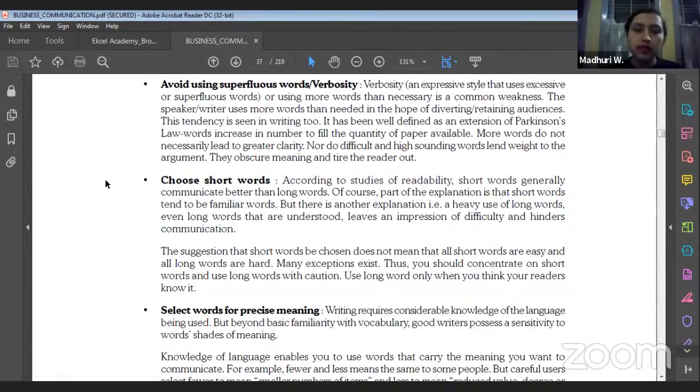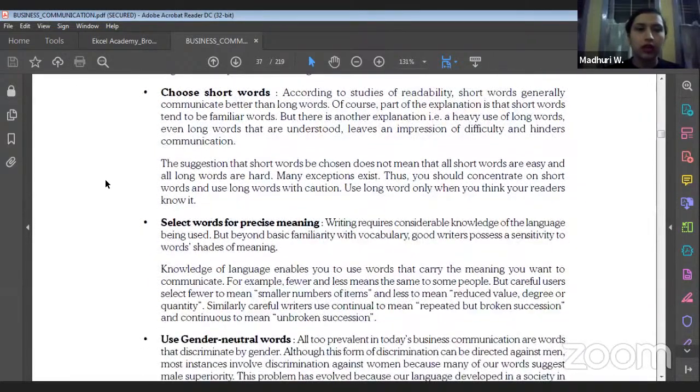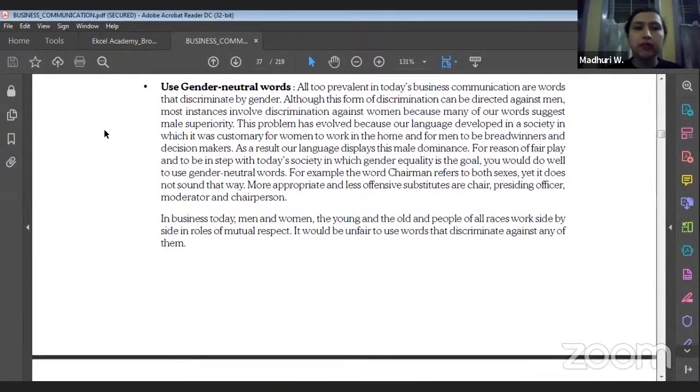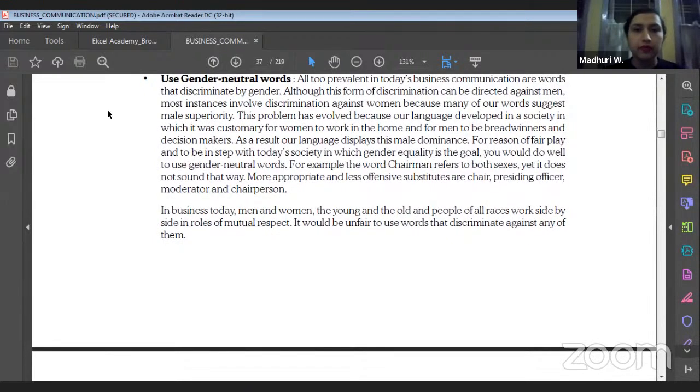Choose shorter words. It makes your communication much more clear. It's easier to retain as well on the part of the receiver. Select words for precise meaning. This will happen when your vocabulary is good. Okay, so select words for the exact meaning, for the precise meaning. And these days, it's very important that we try to use gender neutral words in our business space.